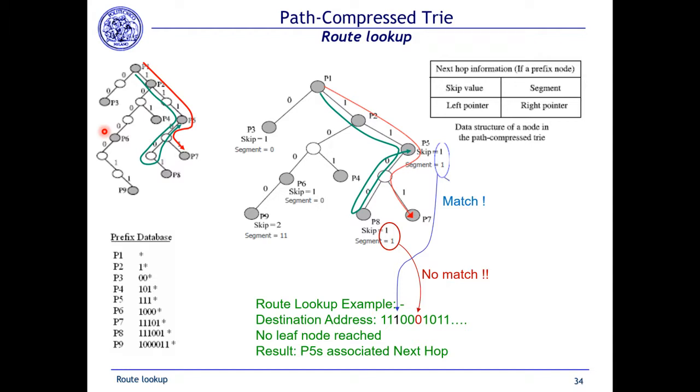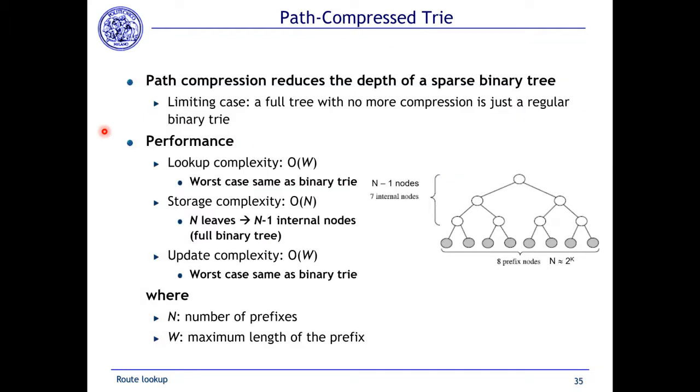What is the complexity in this case? The lookup complexity doesn't change compared to the original binary trie. It's always W in the worst case, but the storage complexity is decreased by a factor of W, and basically the highest advantage is gained when you have a lot of long chains of white nodes.